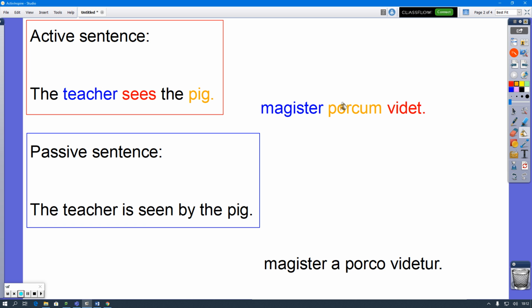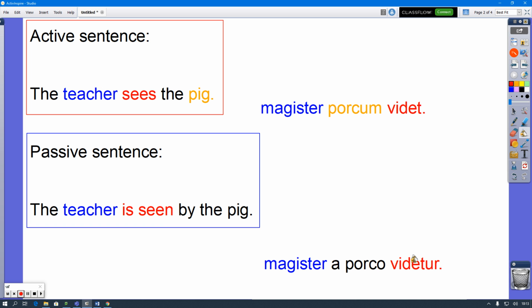When we have the teacher being seen by the pig, well, we still have the same word for teacher because the teacher is still the subject, magister. But this time, my verb has become passive instead. So I have is seen by the pig, and that becomes videtur.